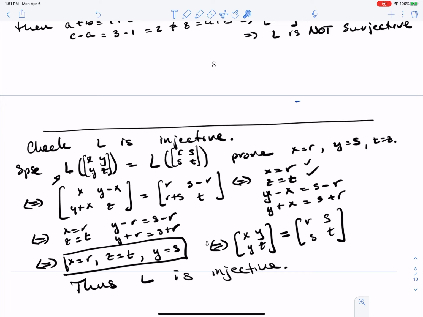So now let's look at that a little more closely. I have that X is equal to R. So in this third equation, I can replace this X by an R. So I get X is equal to R, Y minus R is equal to S minus R, because it was Y minus X, and so now I can replace the X by R. So Y minus R is equal to S minus R, and similarly, Y plus R is S plus R. And now what I notice is I can cancel the R's in both of those equations, and what I end up with is Y equals S. So now I have X equals R, Z equals T, and Y equals S. So that tells me these two matrices are equal, and thus L is injective. That's it.